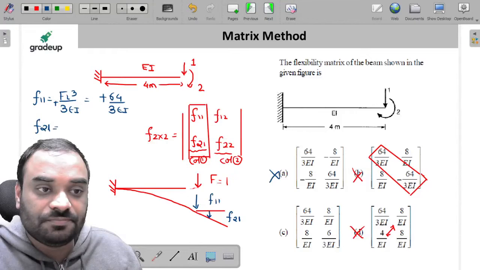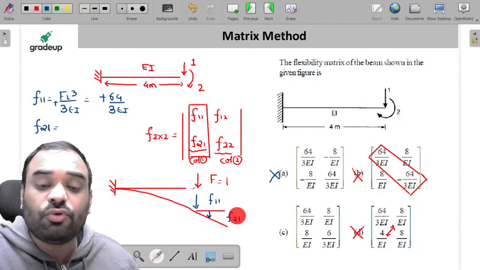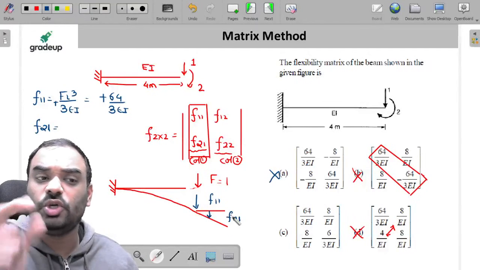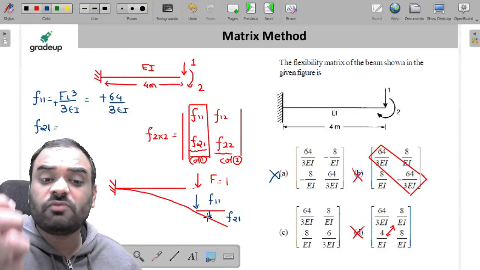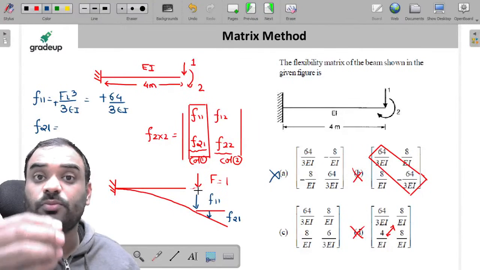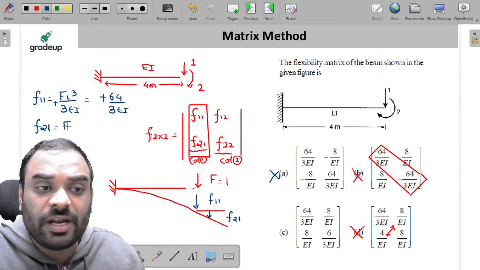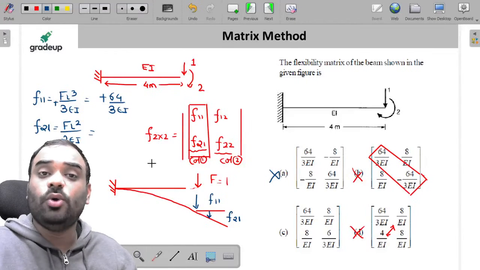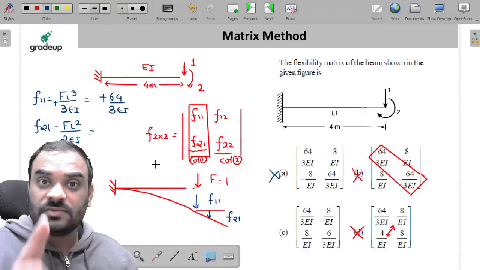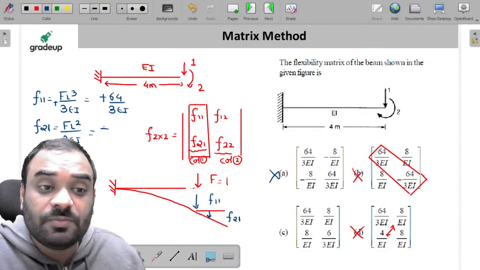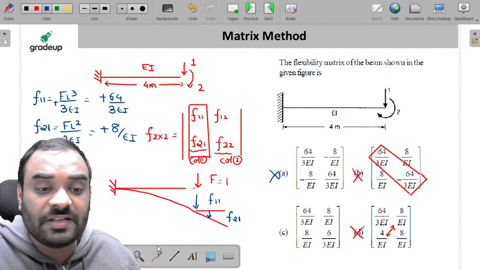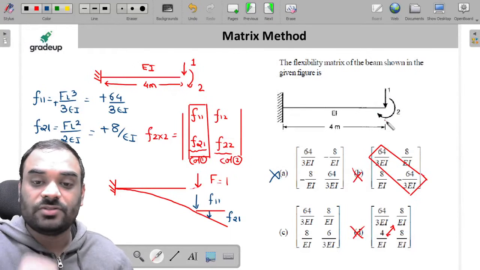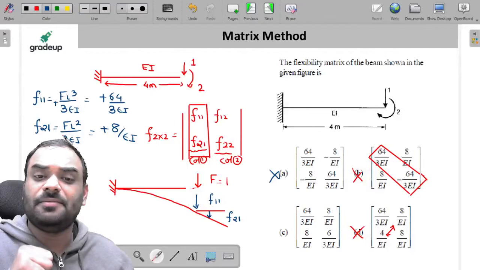Next, F21. What is the value of F21, sir? We have to apply unit force in direction 1, measure the displacement in direction 2, and it is equal to how much? You know that, my friends. What will be the theta when a point load is applied at the free end? It is equal to FL square by 2EI. What is the value of F? Sir, 1. What is the value of L? It is 4. 4 square is 16, divided by 2 is 8, and it is positive. Why is it positive? You know that, my friends, because the direction is clockwise as well as this one is also clockwise. So definitely F21 is 8 by EI.